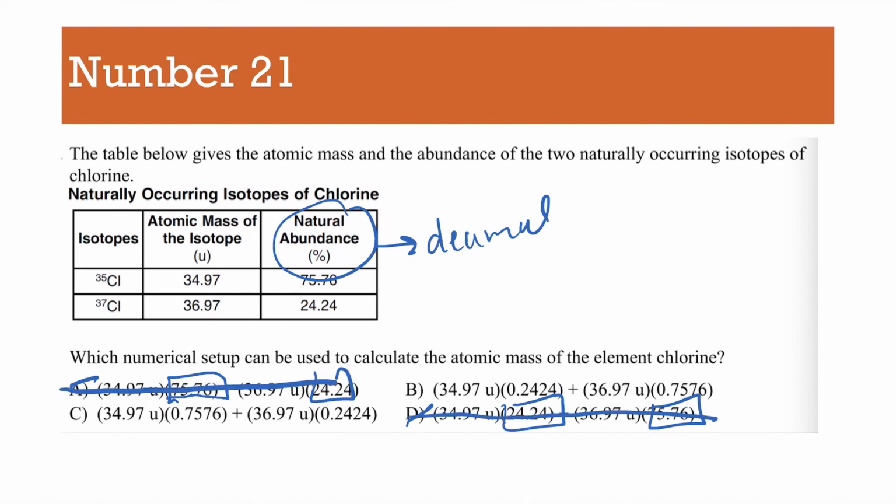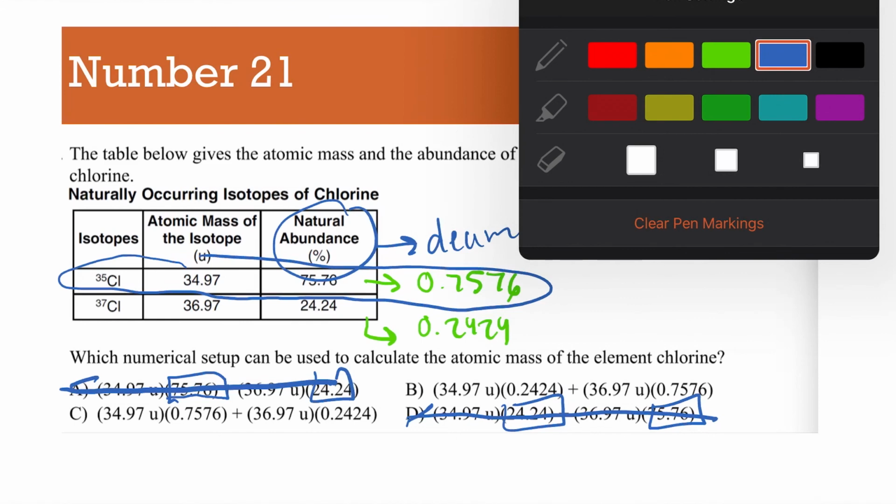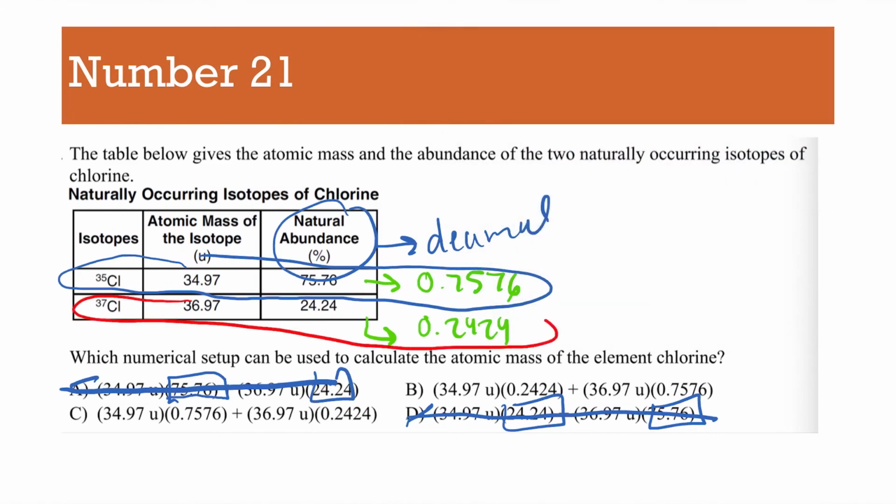So if we're looking at it, we could say, okay, well, 75.76% as a decimal is 0.7576, and then 24.24% as a decimal is 0.2424. And remember, when we're doing this, this stays together, and this stays together.